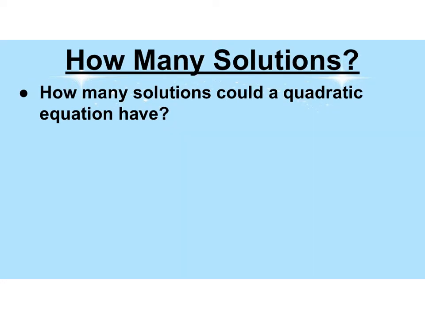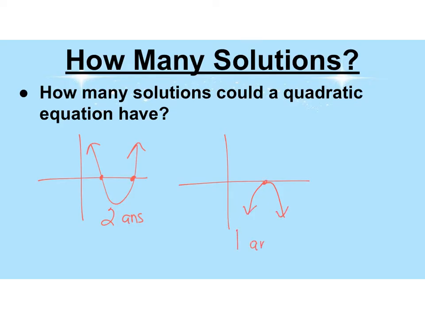So let's think about how many solutions we could have to a quadratic equation. If we think of our parabola that opens up and opens down, how is it going to cross the x-axis? Well, a lot of them are going to look like that. So I could have 2 answers. I could have one, maybe it opens down and it's tangent, it touches it at one spot. I could have one answer, and that would work for opening up as well.